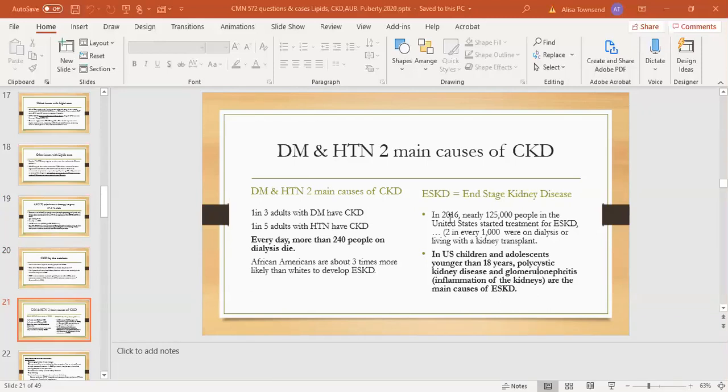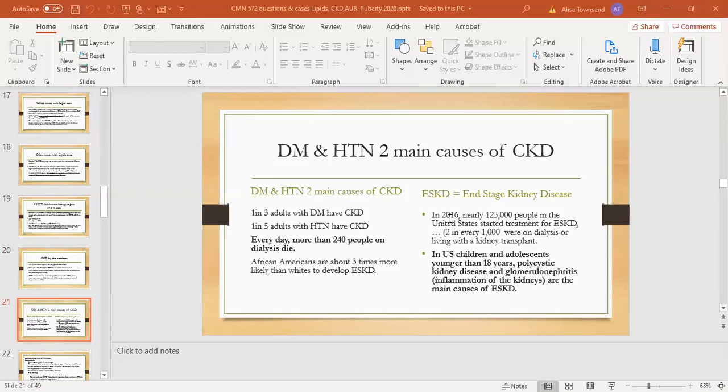I do want to say a comment about children, because we don't really have a lot about that. In the US, in children and adolescents younger than 18 years of age, polycystic kidney disease and glomerulonephritis, or the inflammation of the kidneys, are the main cause of end-stage kidney disease. Now you will see it said end-stage kidney disease and end-stage renal disease. You'll see both of those interchangeably, so be aware of that.